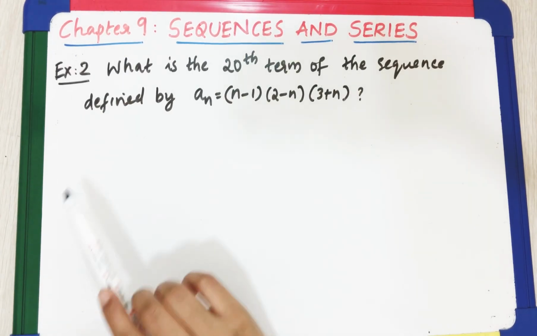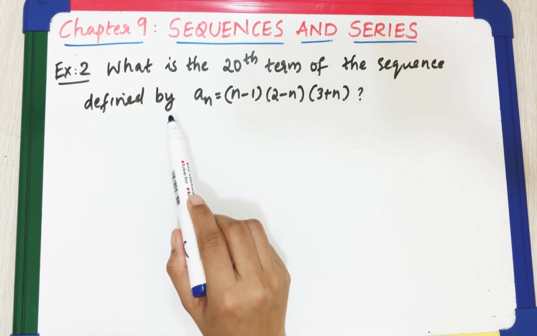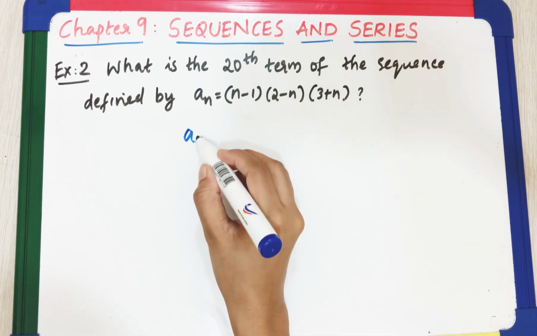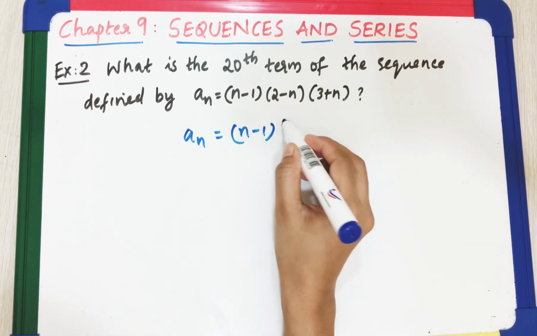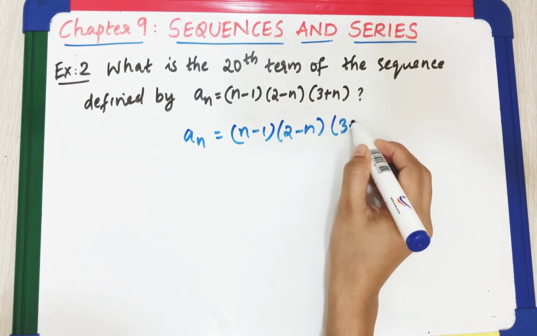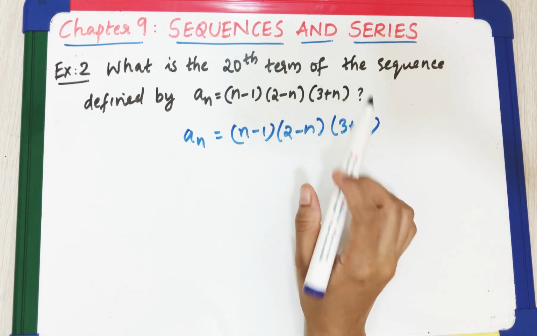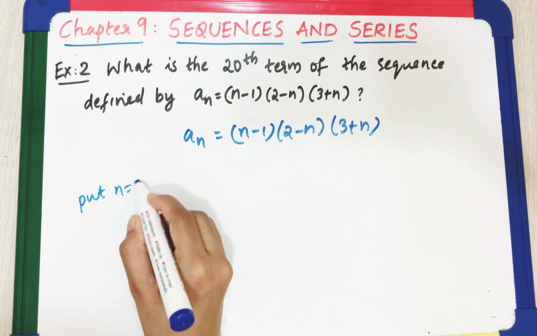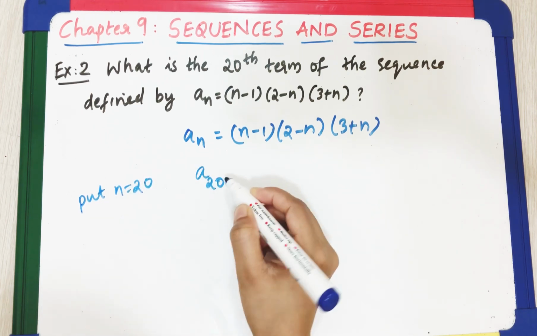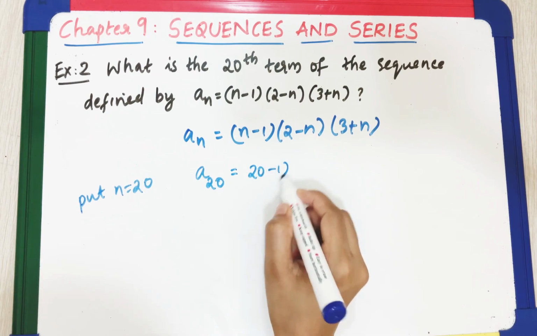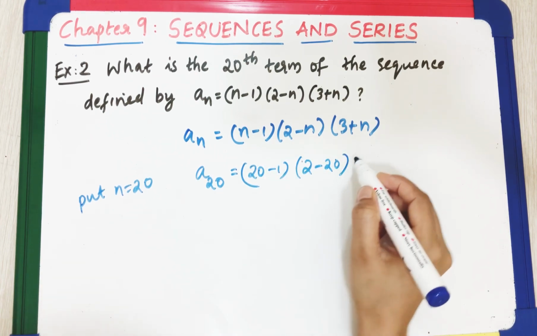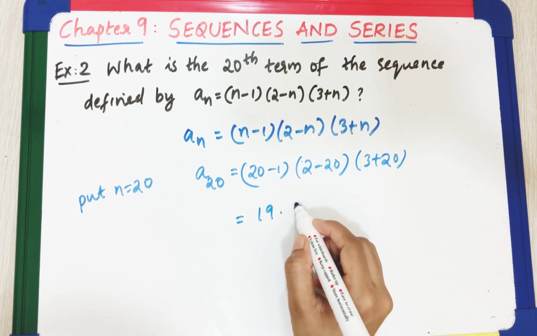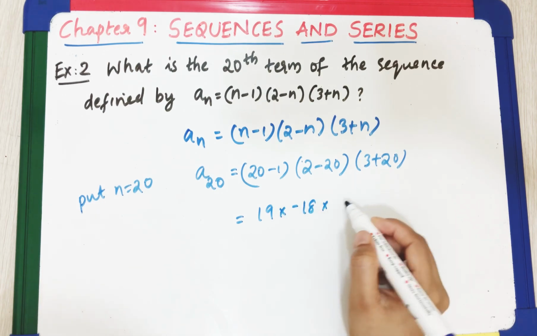See the next example. What is the 20th term of the sequence defined by an is equal to (n minus 1) into (2 minus n) into (3 plus n)? We have to find the 20th term. So put n is equal to 20. Then we get the 20th term, a20 is equal to (20 minus 1) into (2 minus 20) into (3 plus 20), which is equal to 19 into minus 18 into 23.